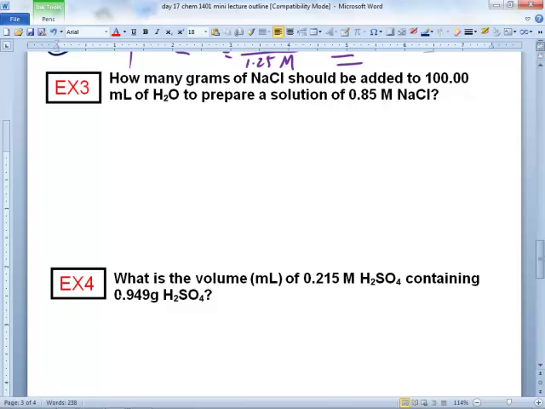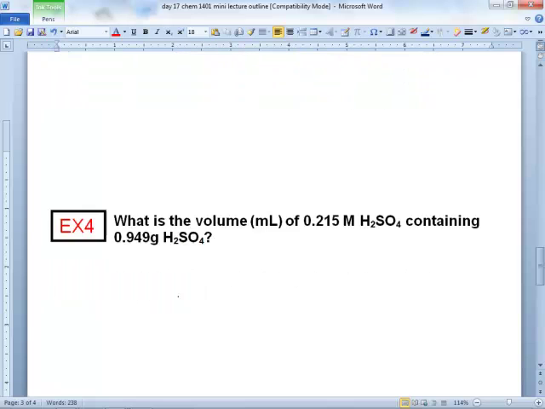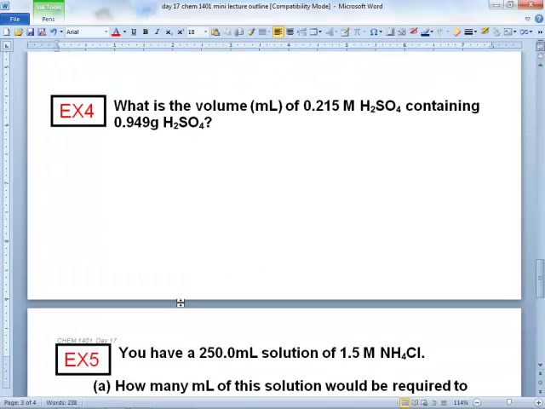You try this one. Or no, let's do something really tough. It can't get any more complicated than this one. Let's do EX4. That is a tough one. If you can handle this one, you can handle anything the homework's going to throw at you.